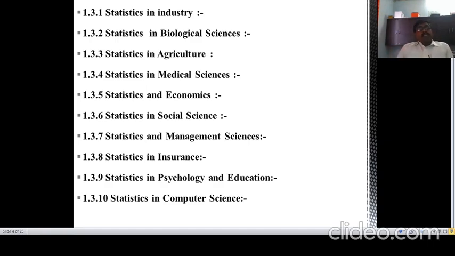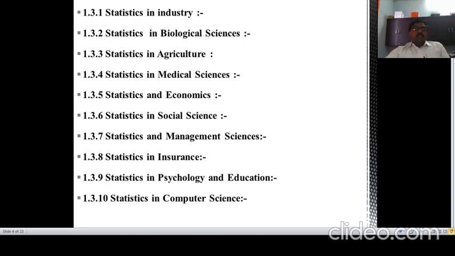Now, statistics is used in social sciences. In the social sciences, we need to test association between two variables such as education and criminality, education and marriage adjustment score, sex and education, richness and criminality, etc.